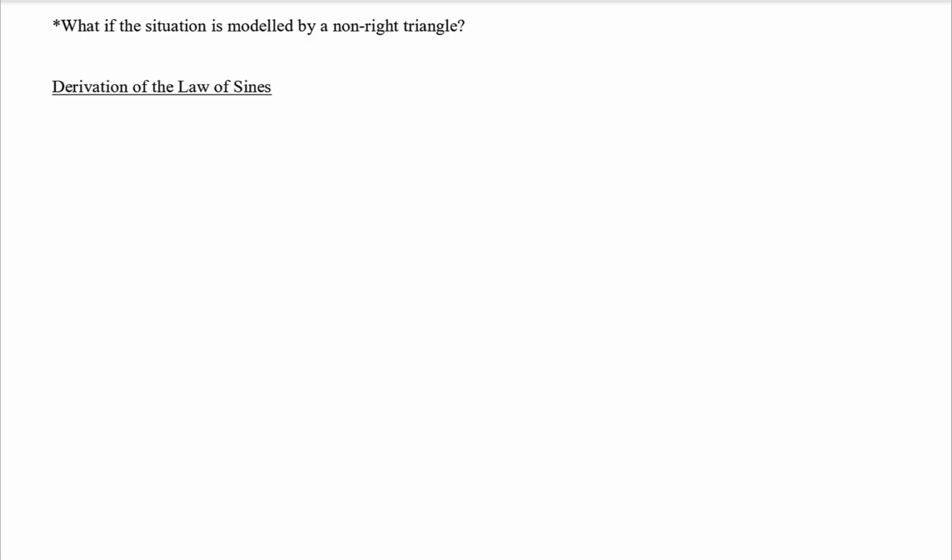All right, so here we are in our notes. So what if you don't have a right triangle? Every single example we did earlier, you could model the situation with a right triangle. But that's not always going to be possible. Sometimes the situation involves triangles that are non-right. So what do we do in that case?